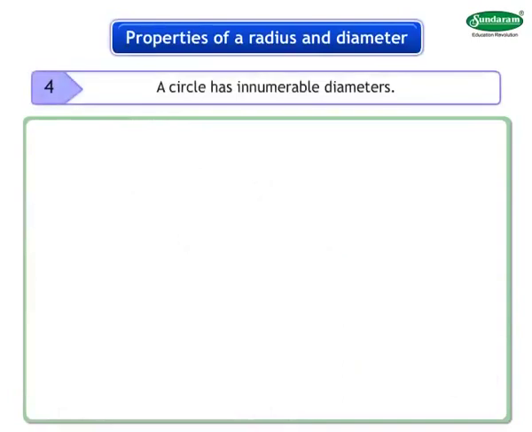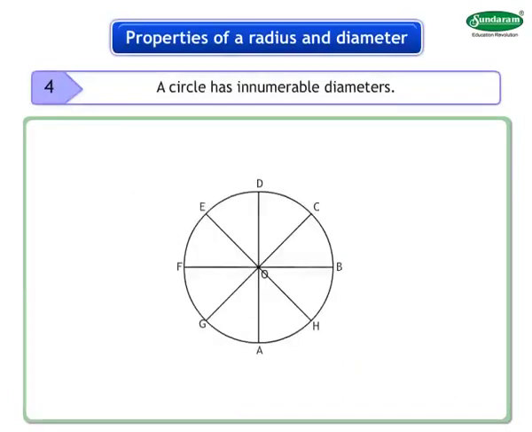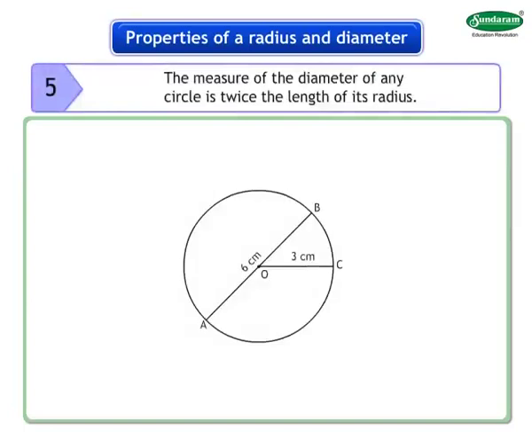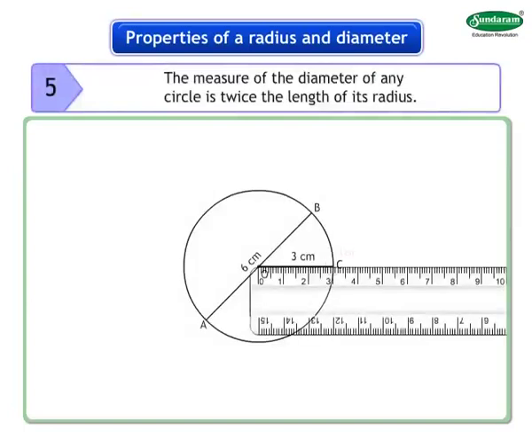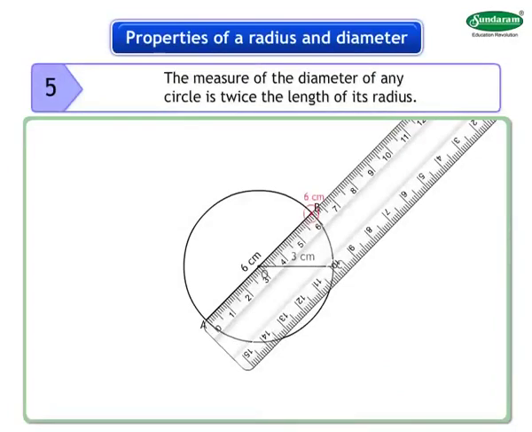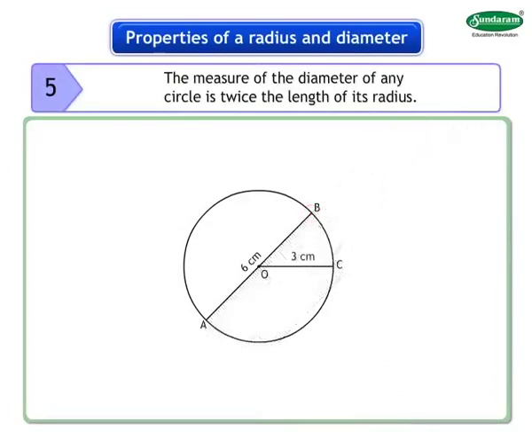Number 4. Draw diameters to a circle. We can draw innumerable diameters to a circle. Thus, we can say that a circle has innumerable diameters. Number 5. Draw radii and diameters to a circle. Measure their length. We will find that the measure of the diameter of any circle is twice the length of its radius.